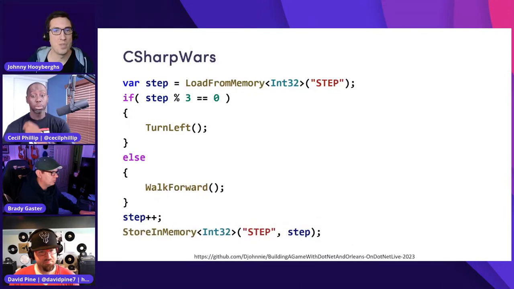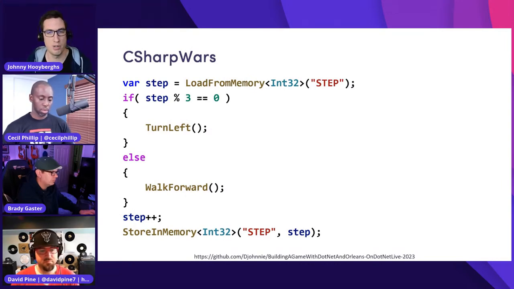So in this little script that I was sharing and now sharing again, every three steps, the robot will turn left and the other steps, it will just walk forward. So this is a very simple script that basically makes a robot walk around in circles or squares in this case, because twice it will walk forward and then the third time it will turn left, because if you divide the step by three, if the remainder after division equals zero, it's divisible by three. So it turns left and then after that it stores this amount of steps in memory.